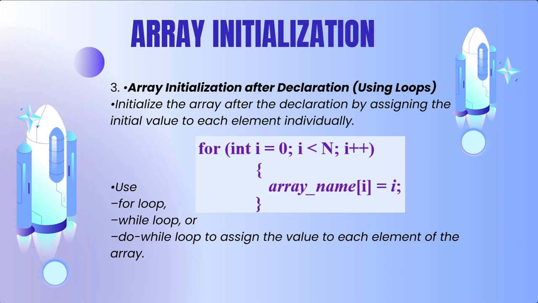We can do it with the help of for loops, while loops or do while loops to assign the value of each element. All the loops are not the same, but every loop has the initialization, test and updation condition. We can use any loop for array declaration and initialization. Okay, moving on.